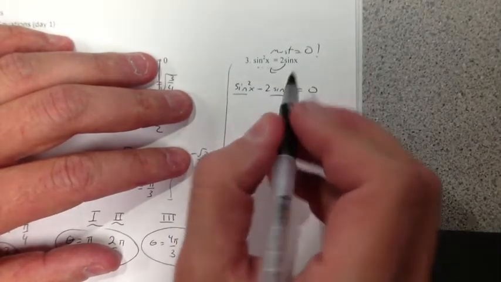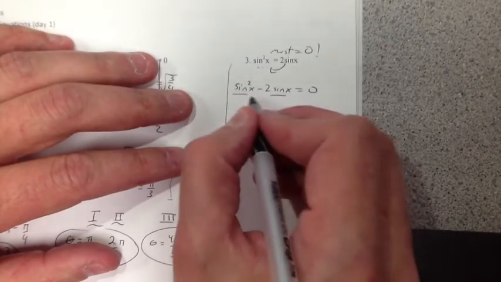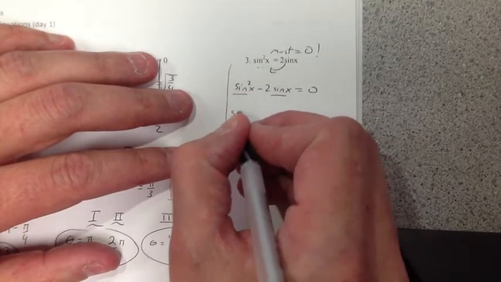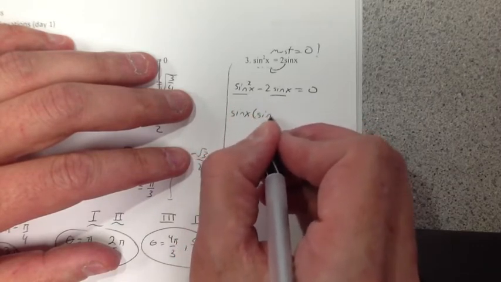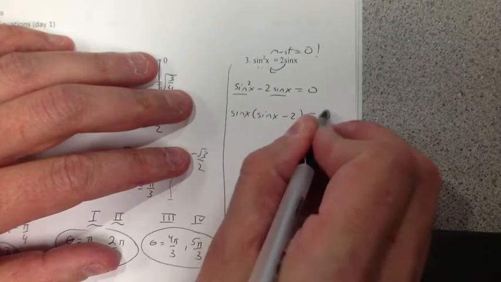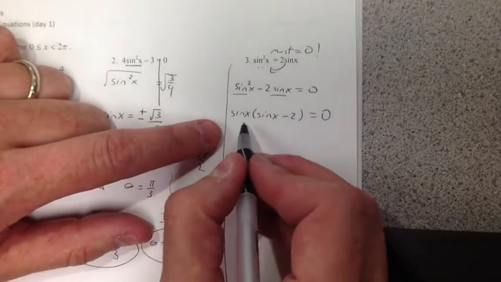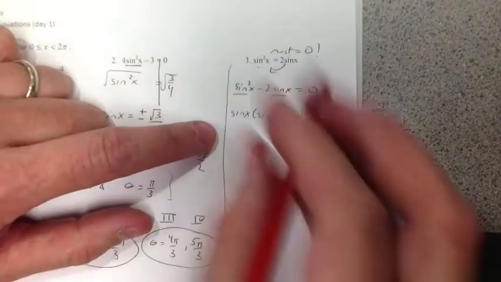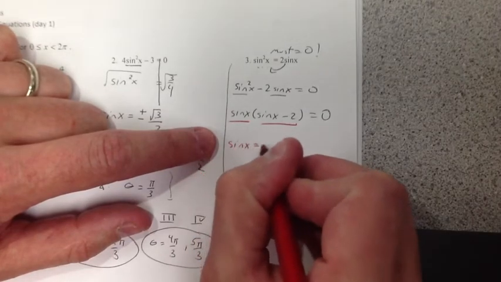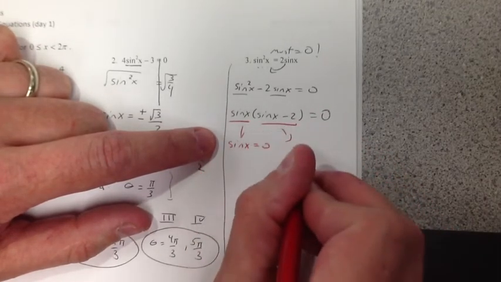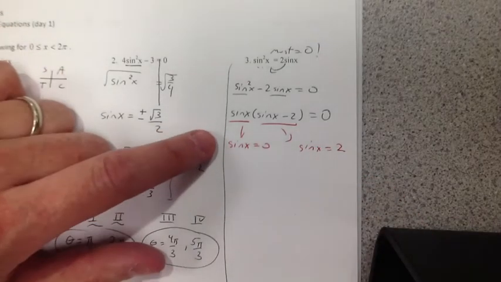Now, what do they both have in common? Sine. That's right. Just teasing. Anyway, they both have sine in common. So I can factor out a sine of x. And that's going to give me sine of x times sine of x minus 2 equal to 0. We're going to use the zero product property. And what that means is we take each one of those, set them equal to 0. Sine of x equals 0. And over here, this becomes sine of x equals 2.